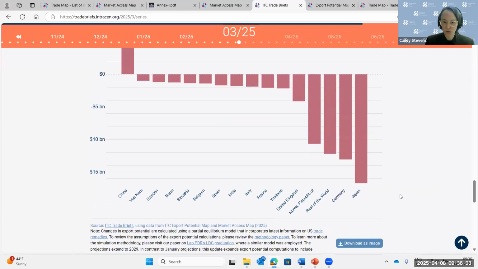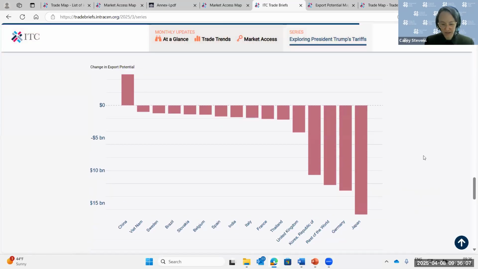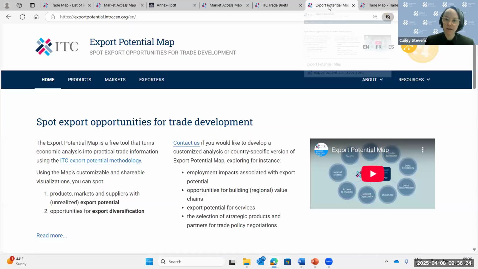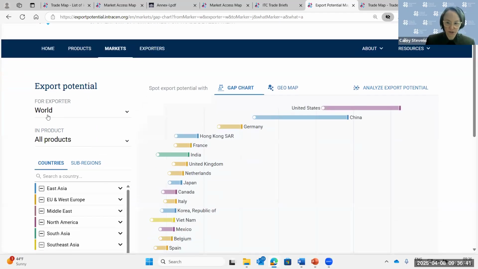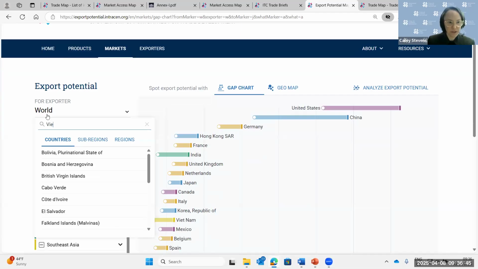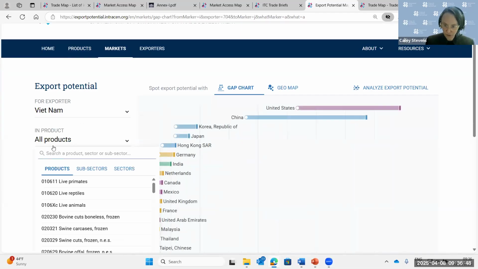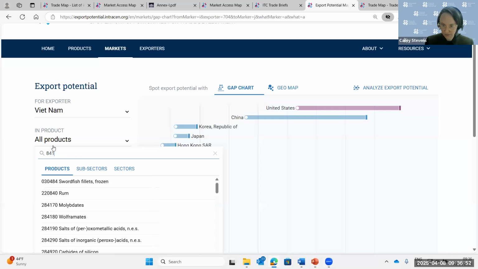Now, I am going to move to the export potential map because given these losses, you may say, okay, how can I find alternative markets, other markets than the US, markets where I can regain this lost export potential? So now we are in the export potential map. And we are going to start on the Markets tab. We are going to first look at Vietnam, and we are going to look at this product, the fans.